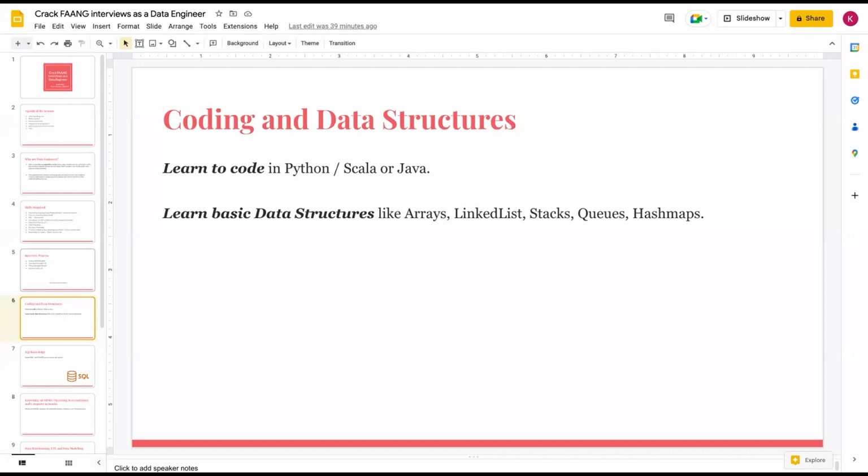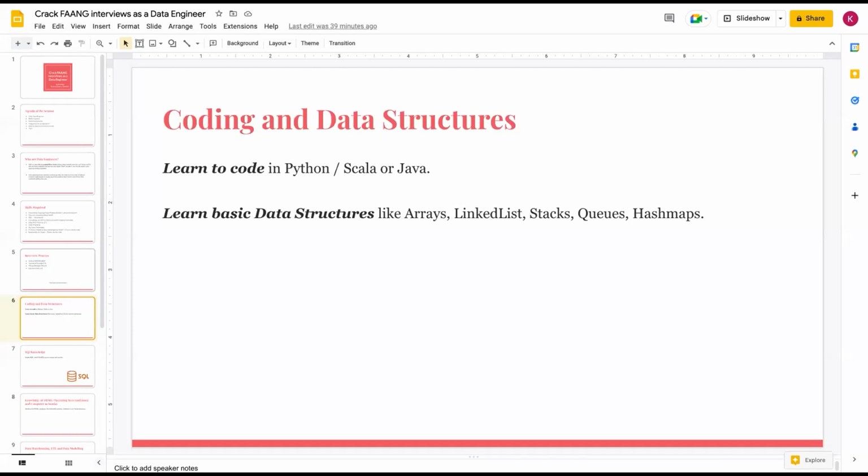Then once that is done, you need to ramp up on data structures. Under data structures, you don't need to go through the trees, the graphs, and all that advanced stuff. You need to work on arrays, linked lists, stacks, queues, hash maps, heaps, then strings, the concept of strings, right? And also the basic programming.